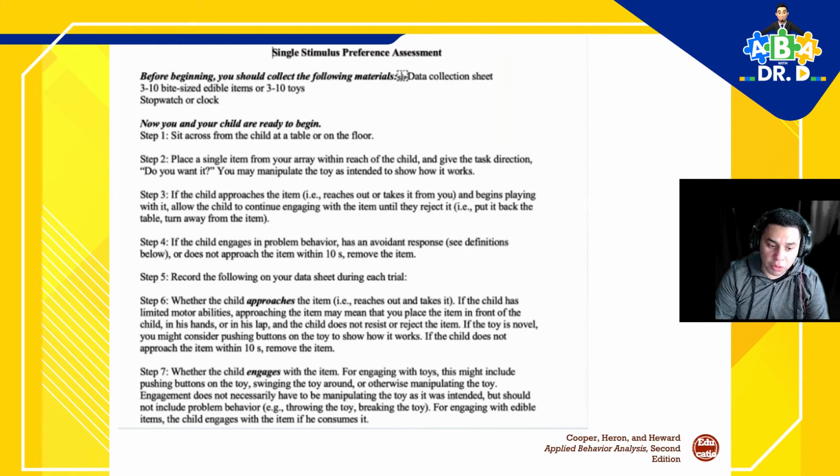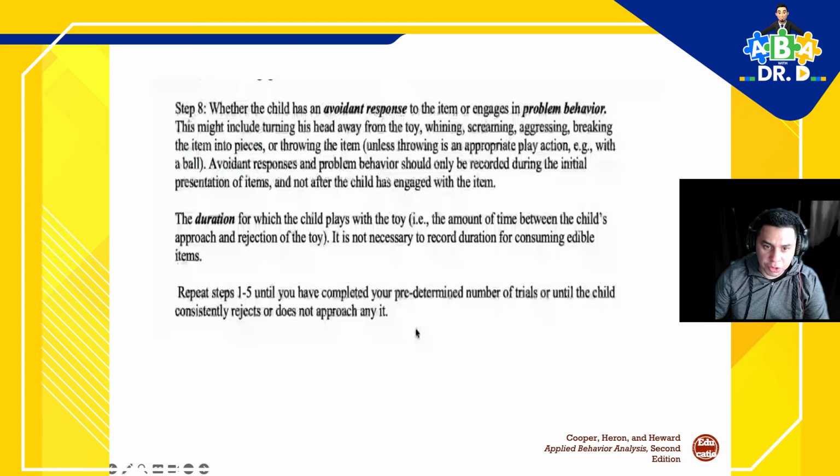The other thing you could record is whether the child engages with the item. So for engaging with toys, this might include pushing buttons on the toy, swinging the toy around, or otherwise manipulating the toy. Engagement does not necessarily have to be manipulating the toy as it was intended, but should not include problem behavior, for example, throwing the toy or breaking the toy. For engaging with edible items, the child engages with the item if he consumes it. Okay. Really very clear description.